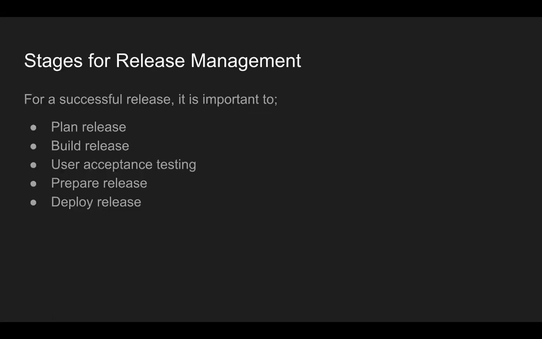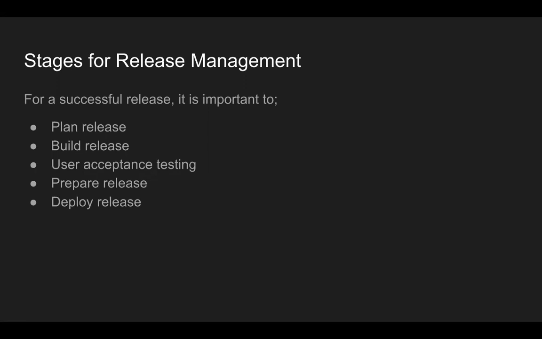Now, there are different stages for release management, right? And for you to do this, it's broken down into 5 steps. The first one is to plan. The second one is to build. The third part is user acceptance testing, also known as UAT. The fourth part is to release, and the fifth part is deploy. The deploy part is when, okay, finally it's outside.